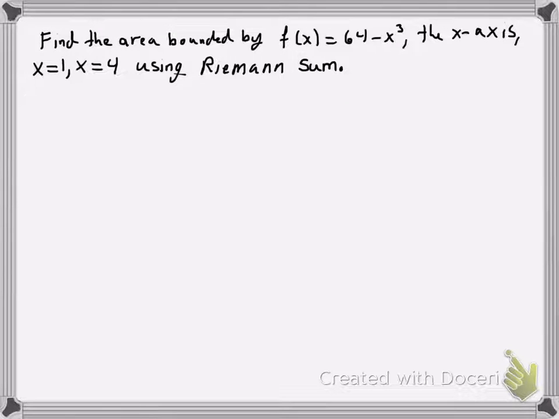In this video, we're going to look at finding the area bounded by f of x equals 64 minus x cubed, the x-axis, and the vertical lines x equals 1 and x equals 4. And we're going to use a Riemann sum here.